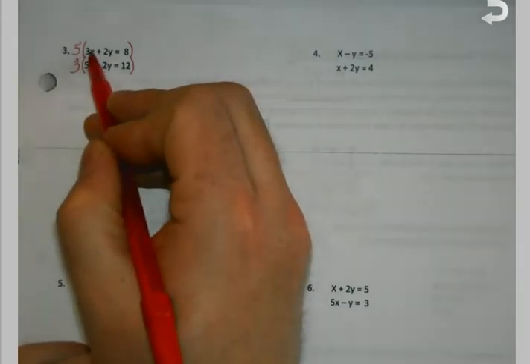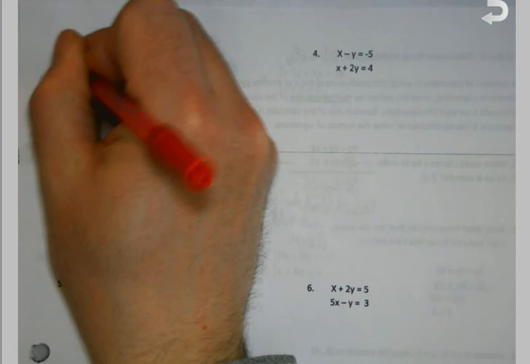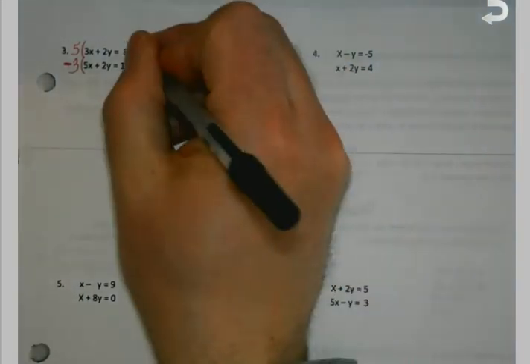Now when you start to multiply, you may notice something. You're like, well, wait a minute. 5 times 3 is 15, and 3 times 5 is 15. 15 plus 15 is not going to cancel. That's true. So you pick one of them, and we're going to put a negative on one of them. So you're like, I might have to multiply both equations? Sometimes.